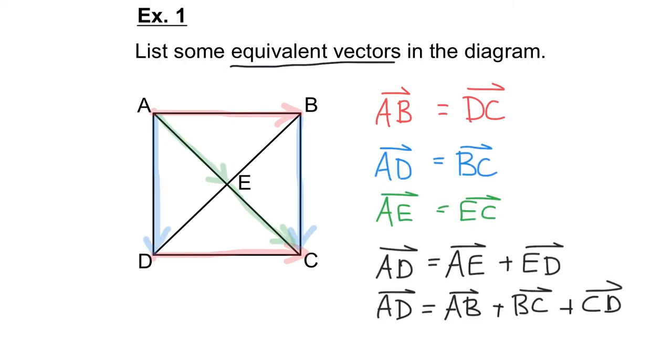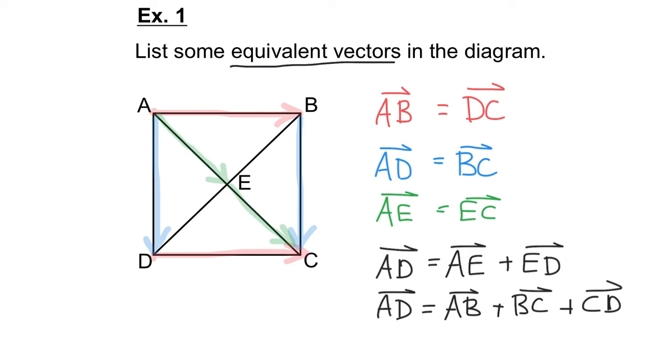Okay, I've written down some. I haven't written all of the equivalent vectors that you can come up with, so some that you wrote might not be on my list here. So I've got AD equals BC, same direction, same magnitude. AE equals EC, same direction, same magnitude.